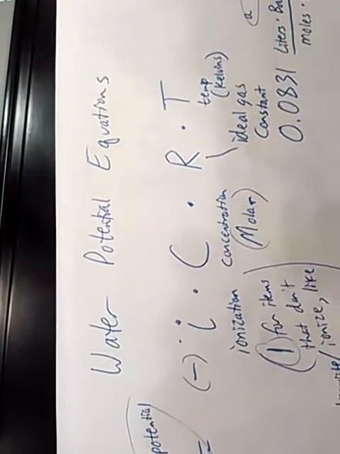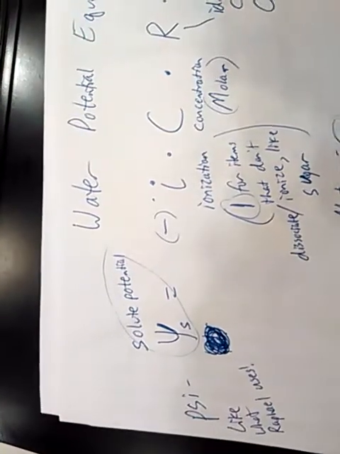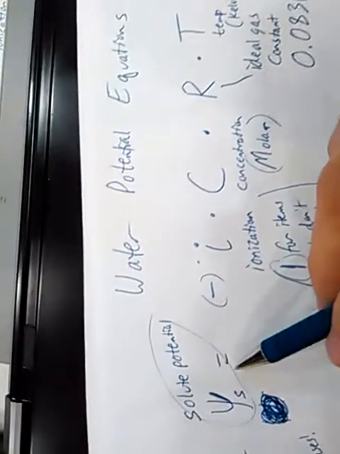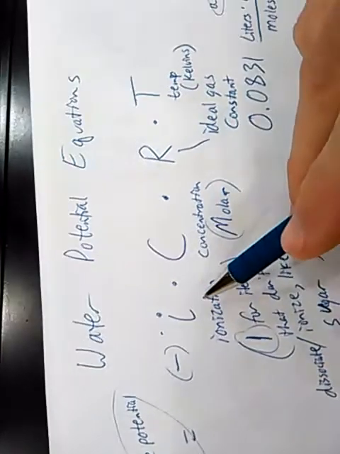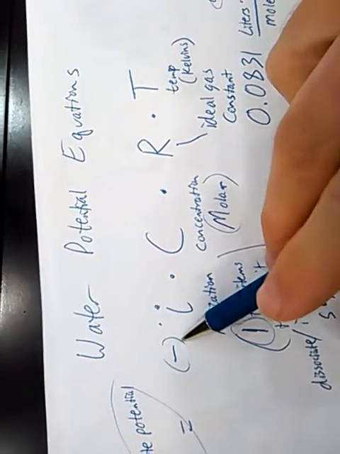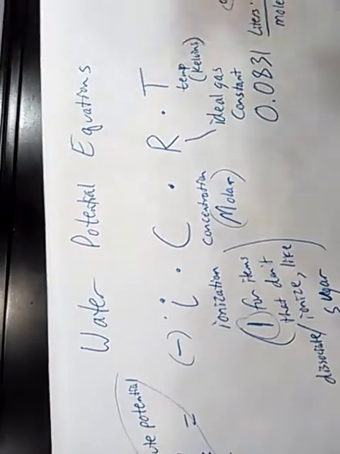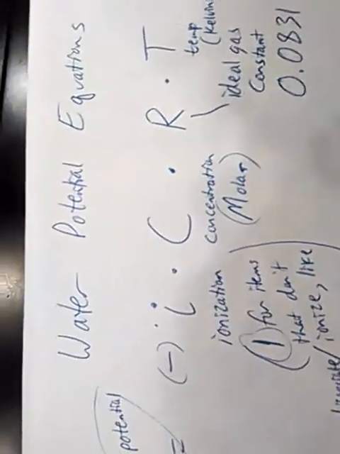Water potential equations. Deja vu. We're going to use the, that's a psi, so like Raphael. So solute potential is negative. Negative here because we talk about the more stuff in something, the less water potential it has. The only way to make that happen is to have it be negative.